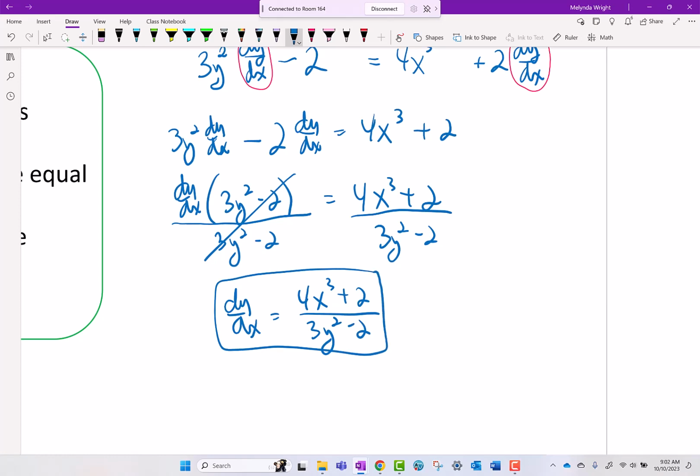Now see how the derivative has a mixture of x's and y's. That's typical for implicit differentiation. That's typical. Yes, ma'am.